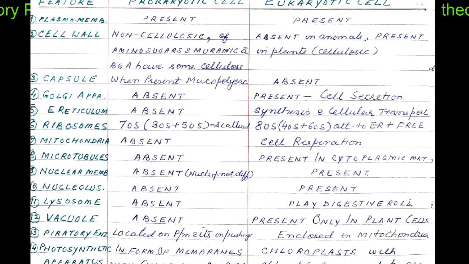Golgi apparatus. I have told you at the beginning of this series of lectures that all the membrane bound organelles are wanting in prokaryotes. So the Golgi apparatus is also absent in prokaryotes, whereas it is present in eukaryotes and is associated with cell secretion. The endoplasmic reticulum is also absent in prokaryotes. It is present in eukaryotes and is associated with synthesis and cellular transport.